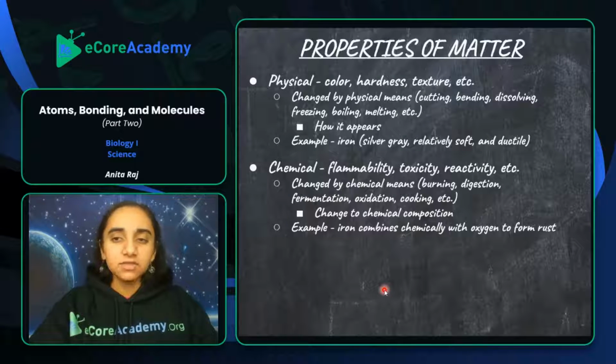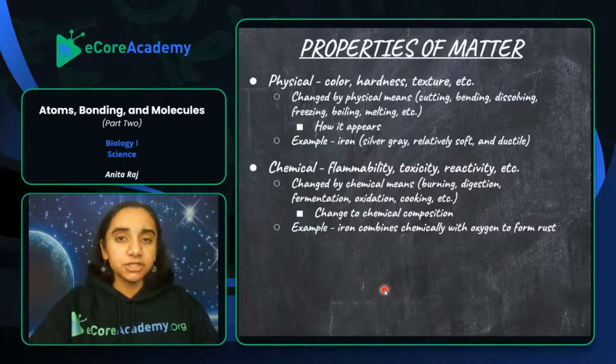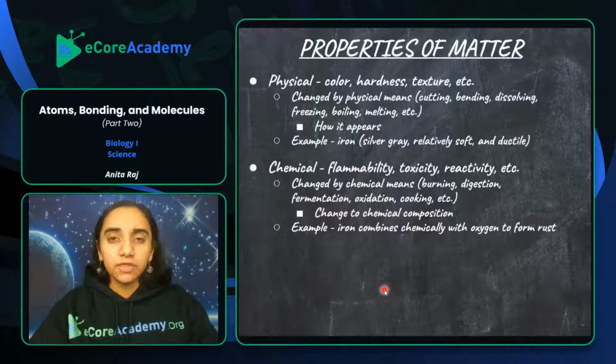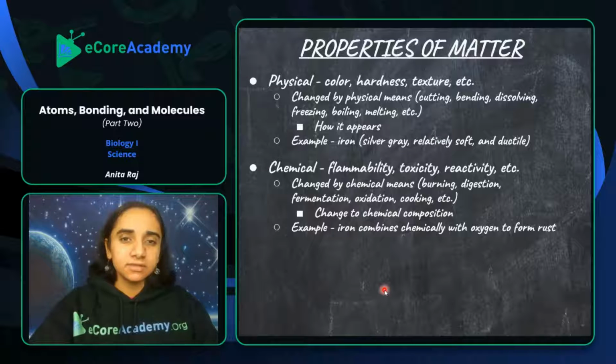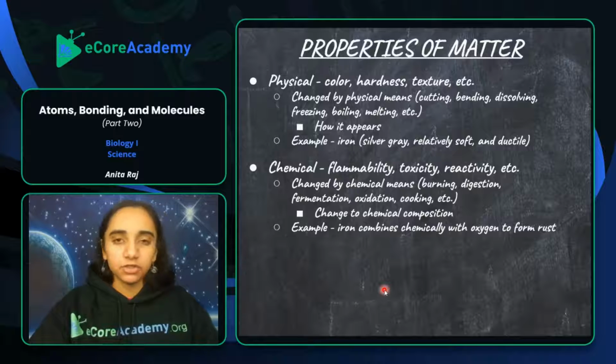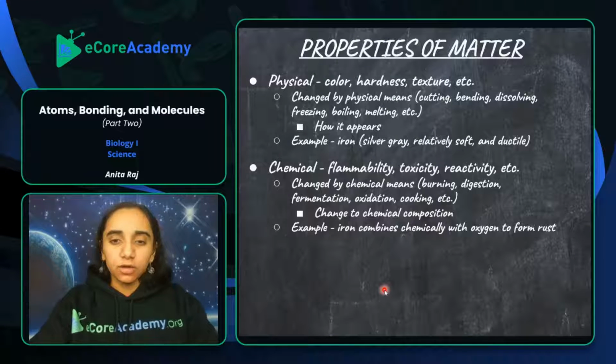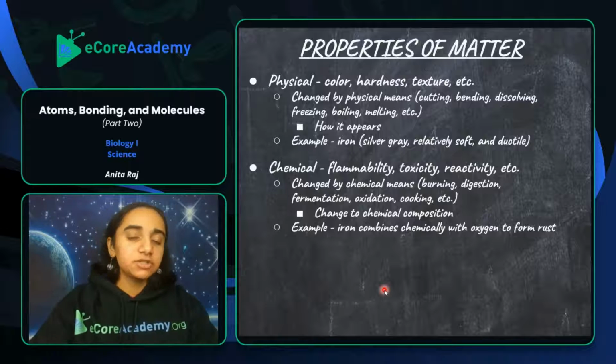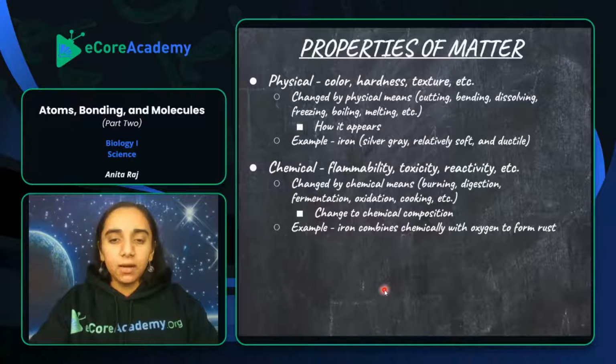You have reactivity. I think this is pretty straightforward. If something is going through a chemical reaction, its composition is being changed. So how reactive a substance is, is a chemical property, because it's going to tell you: is this substance going to react with something else? How likely is this substance to change itself or change another substance? Things like that, and so on. So, of course, chemical properties can be changed by chemical means only. That's where you're changing the actual composition of the substance.